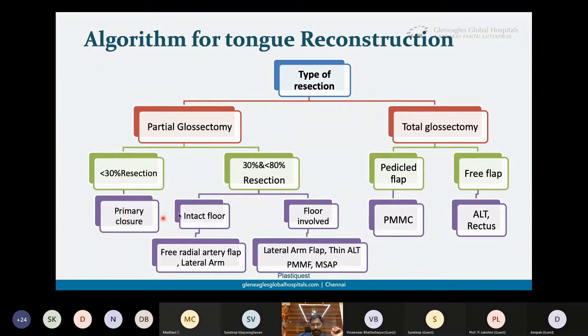Usually you will not be called for such cases. And when it's 30 to 80% resection with an intact floor, even a radial artery forearm flap or a thin lateral arm flap will suffice. But if the floor is involved, we need more bulk.